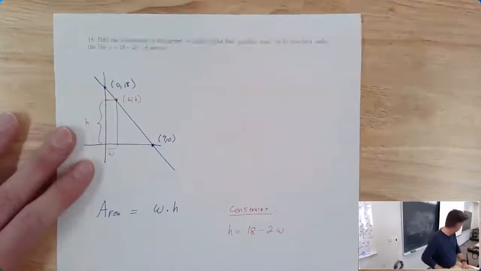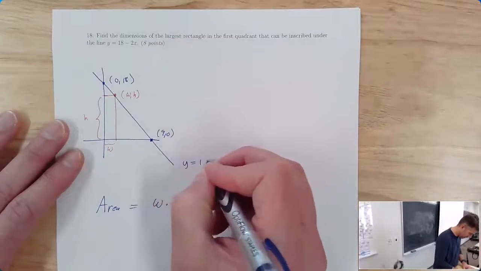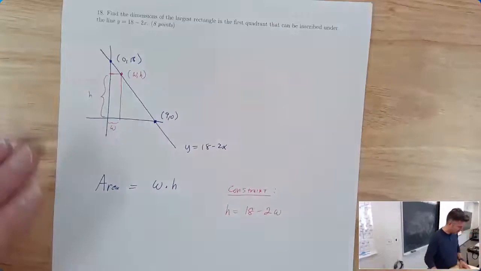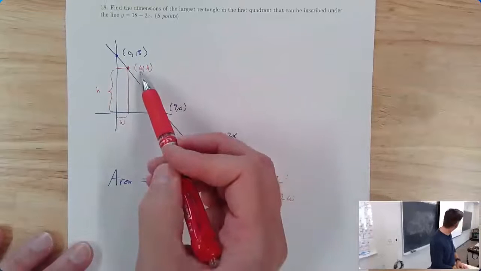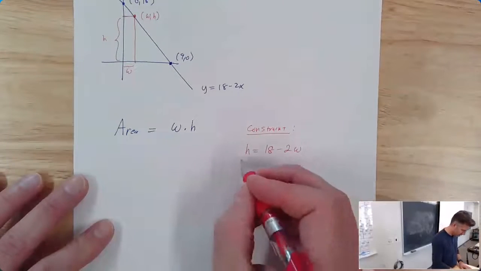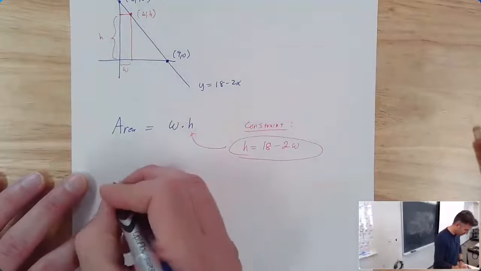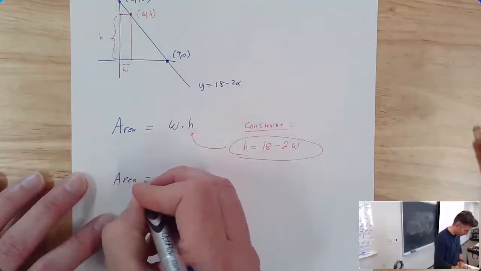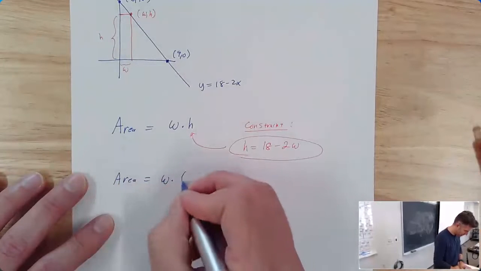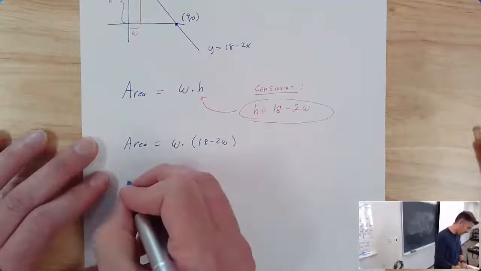Oh, I'm sorry, you can't see what I'm saying. Our line here is the line y equals 18 minus 2x. So I'm just subbing in w for x and h for y. And then I'm going to take that and put it right there. So now my area can be written as a function of one variable, w times 18 minus 2w. And then we multiply it out.